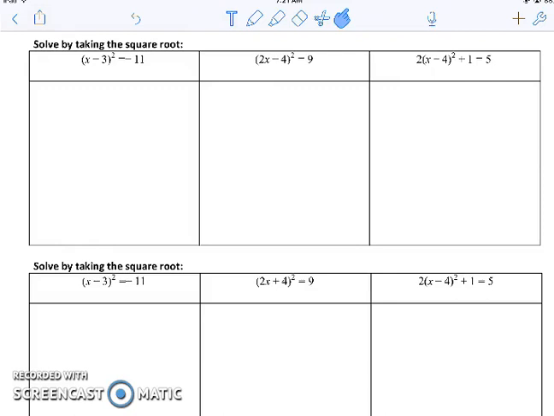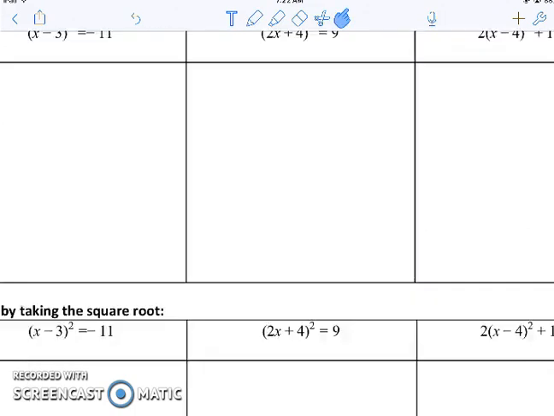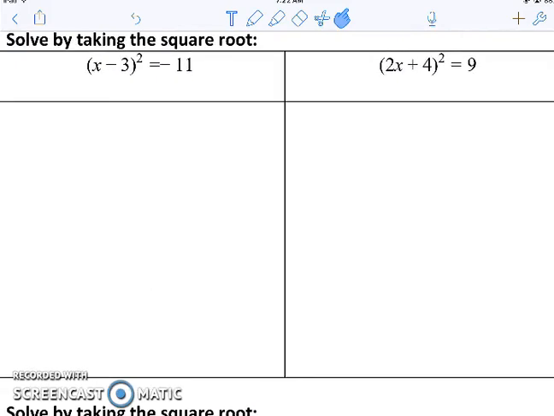We're going to take a look at solving by taking the square root. So this first one here, it's nice because we just have a quantity squared. So let's make this a little larger. We can just take the square root of each side. So now we have x minus 3 equals, we have to remember it's plus or minus the square root of negative 11. What I like to do now is divide it into 2.